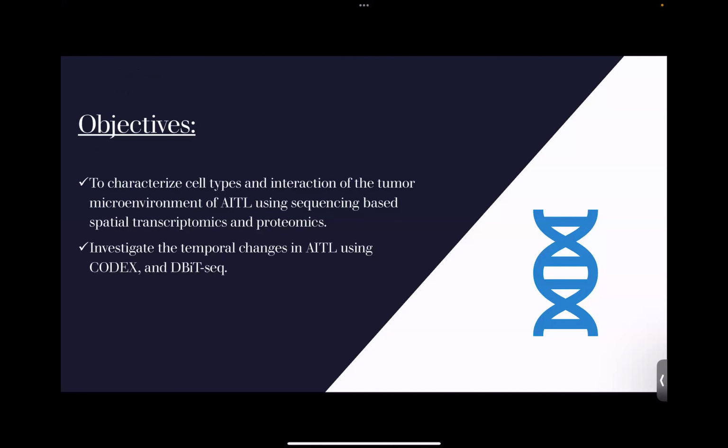So next, what are our objectives for this project? Our first objective was to characterize the cell types and the interactions in the tumor microenvironment of AITL. We want to do this using sequencing-based spatial transcriptomics and proteomics. We also want to investigate temporal changes that occur within this AITL by using CODEX and DBiT-seq. Using the healthy lymph node data set from HuBMAP as a reference would help us better understand AITL.